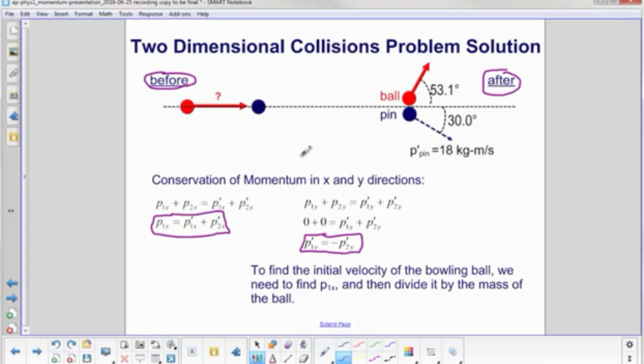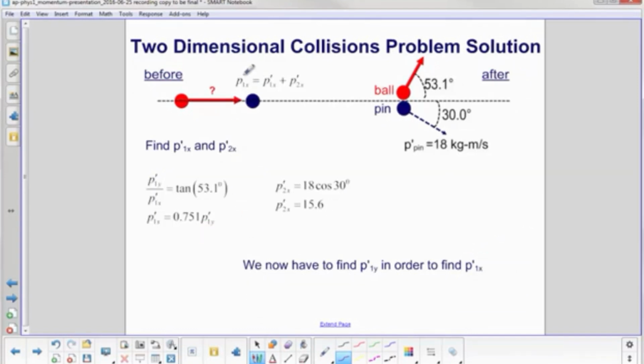Now remember, we have to find the velocity of this ball. So all we have to do, and it'll take a couple more slides, is find the initial momentum of this ball through conservation of momentum, then divide it by the mass of the ball, and we're all done. It's still going to take a little while though. We need to find p1x, because once we get that, we can divide it by the mass and find the velocity of the bowling ball. And that will be p1 prime x plus p2 prime x.